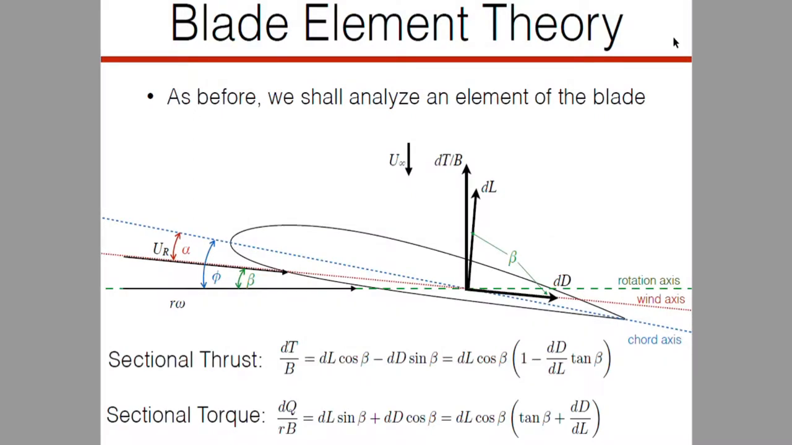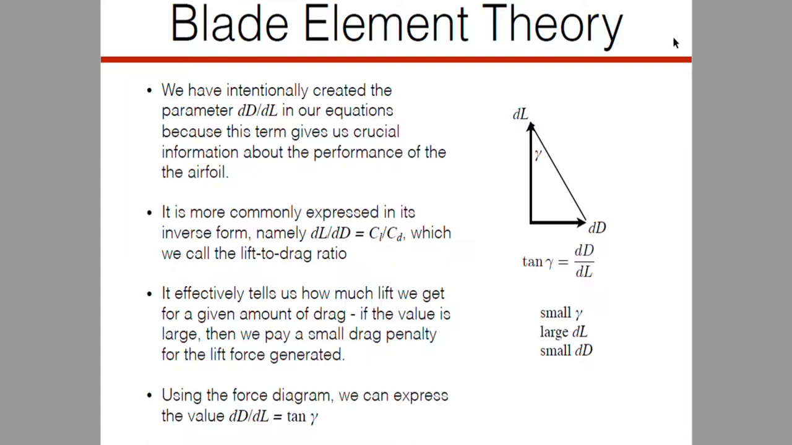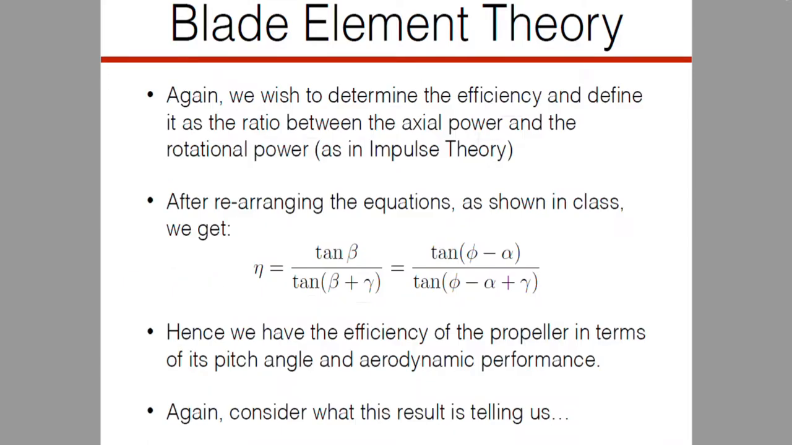Before designing the actual airfoil and propeller, we'll go over some of the propeller theory that we saw in class. In particular, we will use the blade element theory. The main takeaway from this theory is the parameter gamma. Gamma is defined as a small element of drag over a small element of lift. An important note is that a small gamma corresponds to a large lift and small drag, therefore a high lift to drag ratio. Now, it is shown in class that the efficiency is defined by the pitch angle and aerodynamic performance.